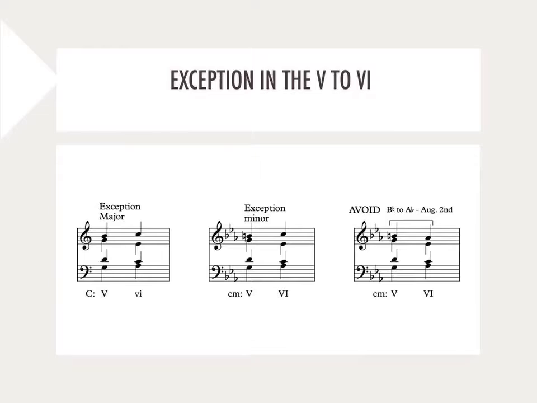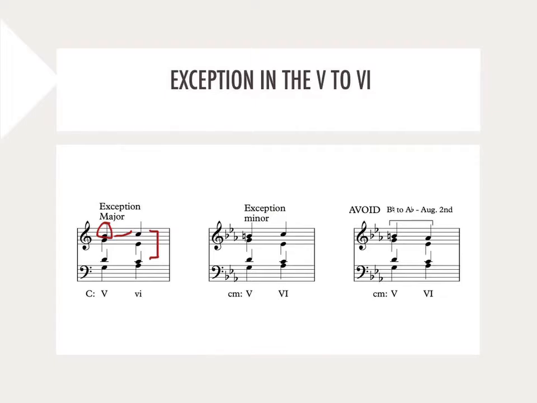In the progression 5 to 6, and when the leading tone is in the soprano, the leading tone must ascend to the tonic, causing a doubled third in the sixth chord. This is often done in the deceptive cadence and is always done in all 5 to 6 progressions in minor to avoid the augmented second. So, this is the leading tone. It has to go up to the tonic. When it goes up to the tonic, you have the third of the chord doubled.